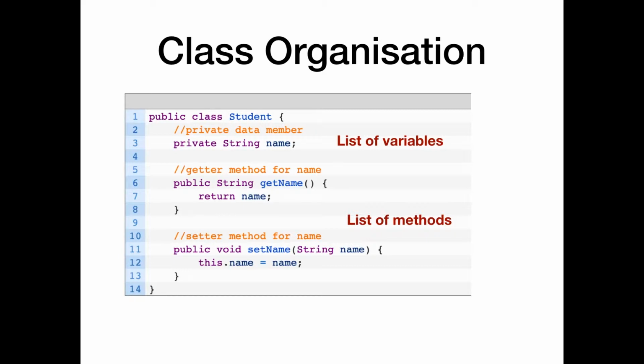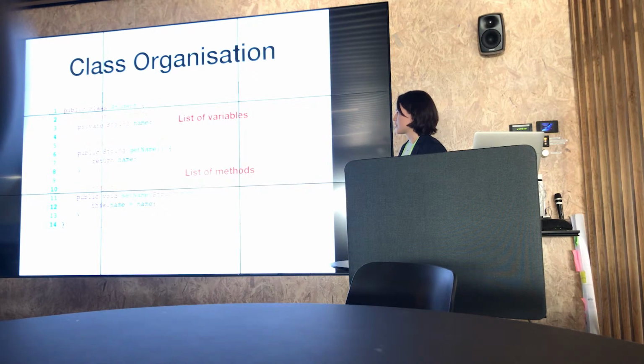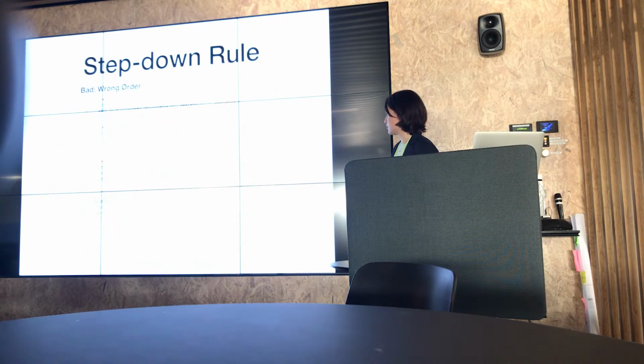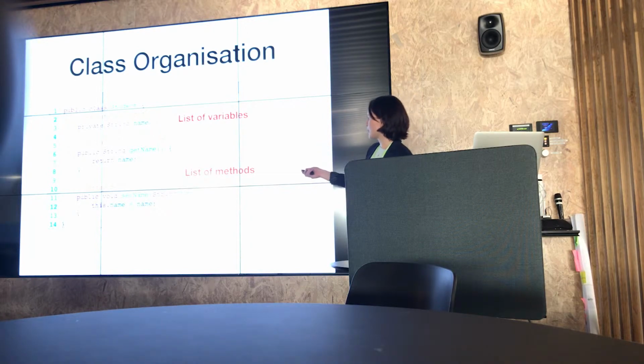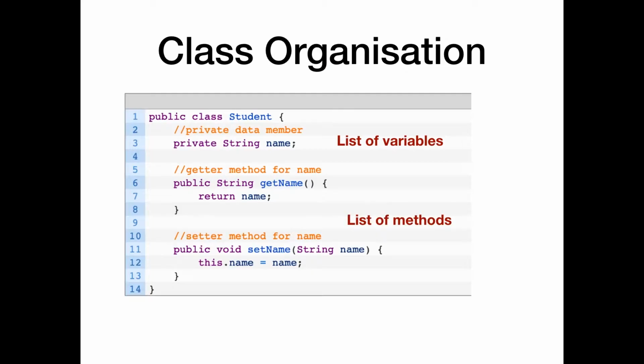One is class organization. So in Java, usually first goes the class declaration, then the list of variables, and it is followed by the list of methods of this class.